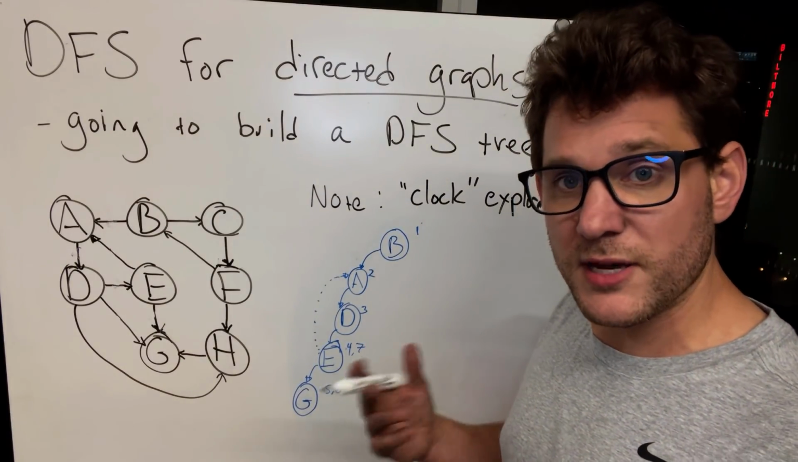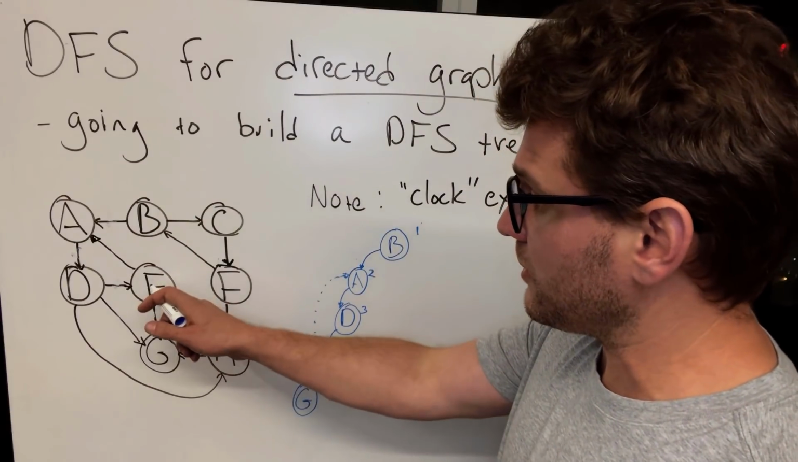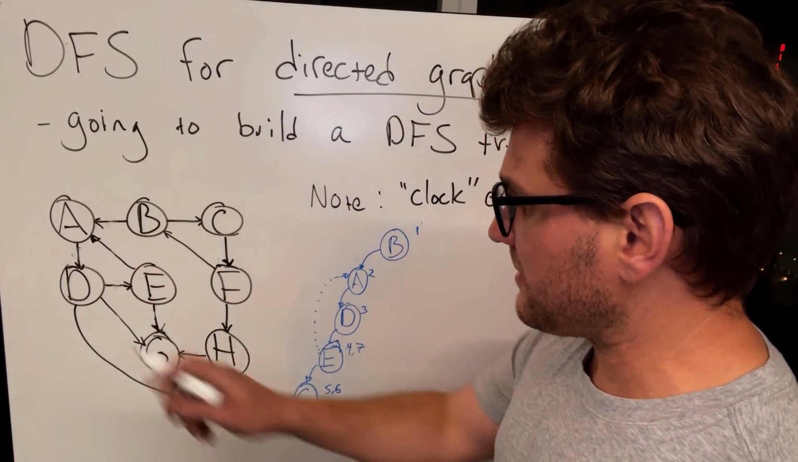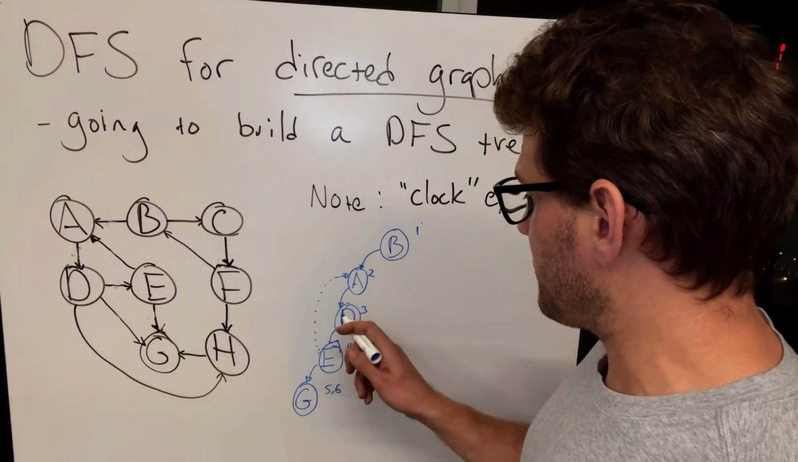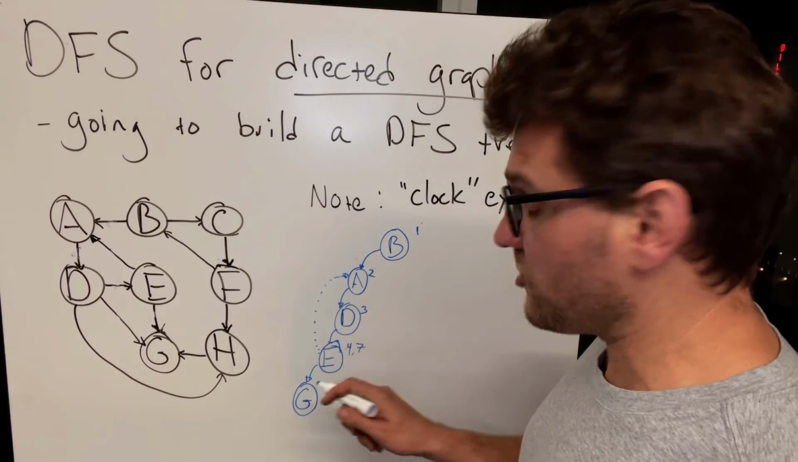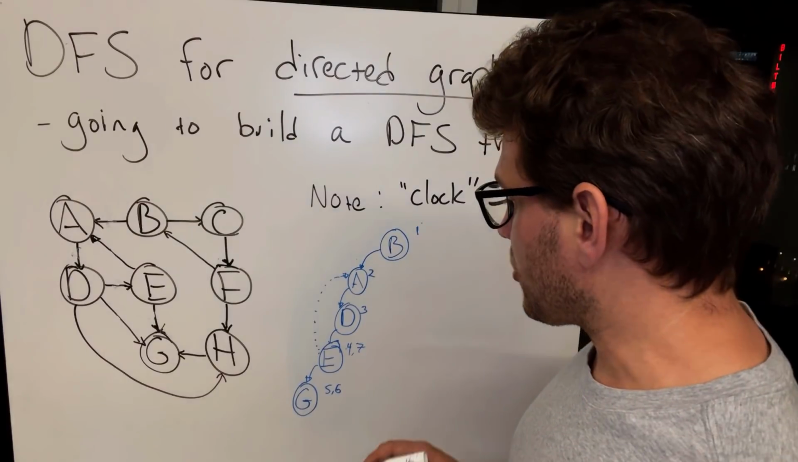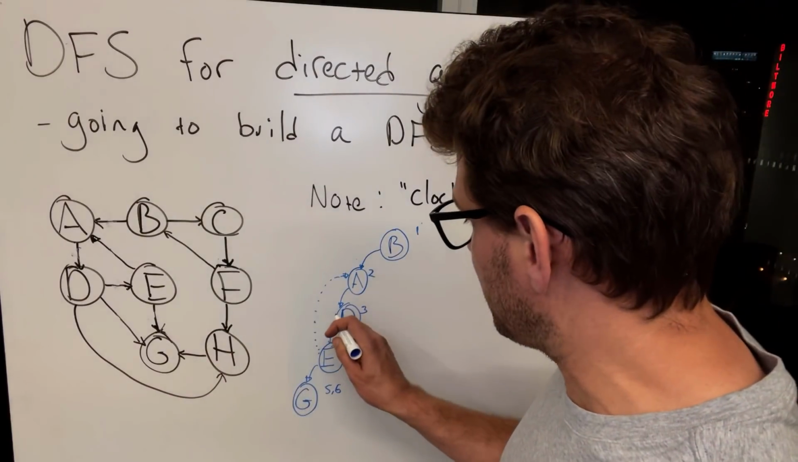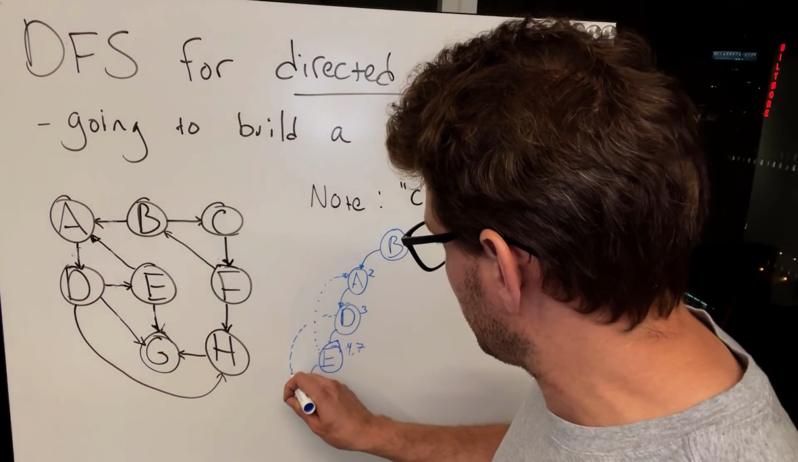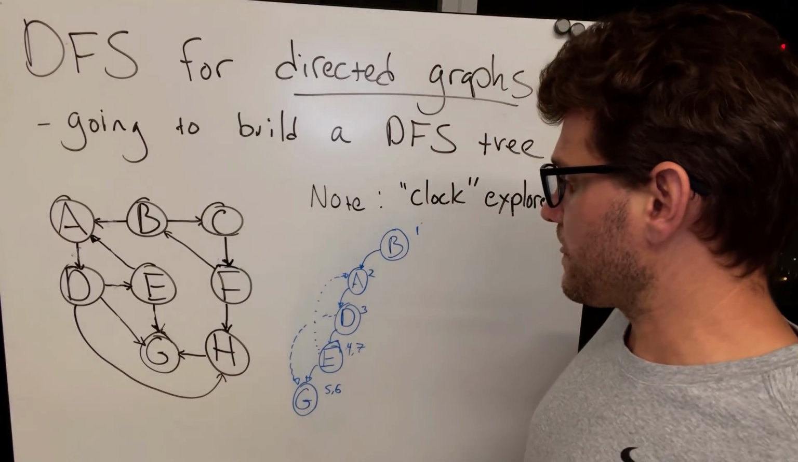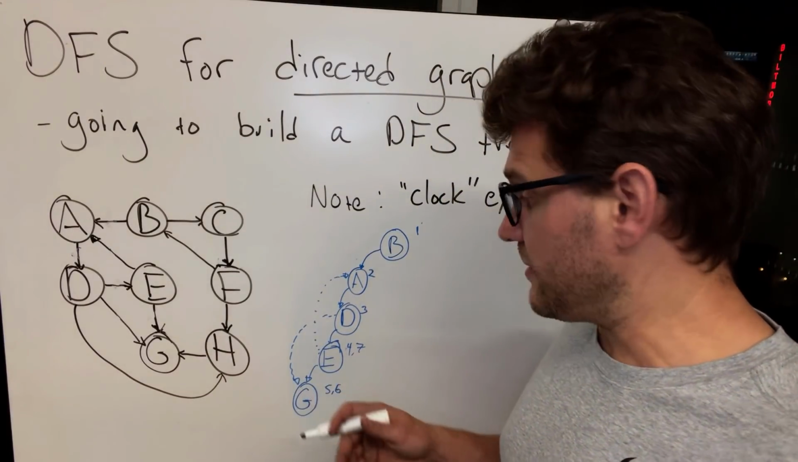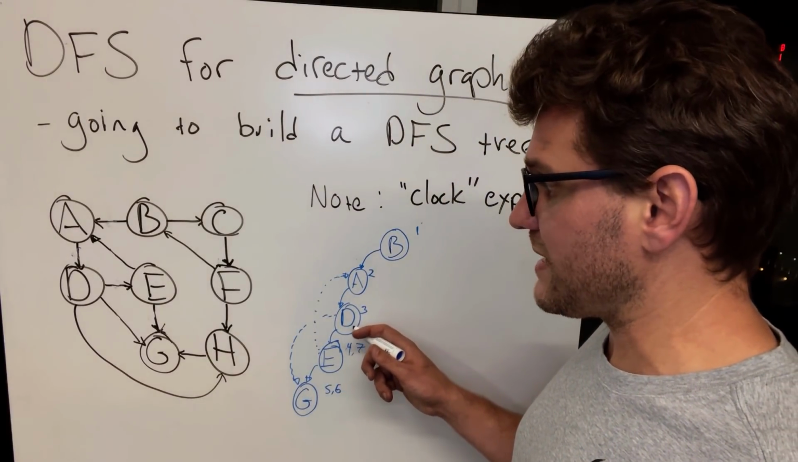I now continue to iterate through D's neighbors. I already looked at E. Next thing I'll look at is G. You'll notice that D is connected to G, but G has already been visited. So I'm just going to record this edge as a dotted line down to G. But because it's been visited, I continue. Now I look at the rest of D's neighbors.